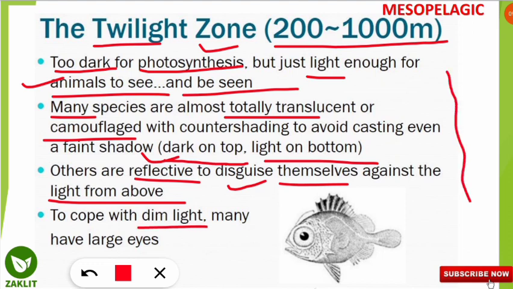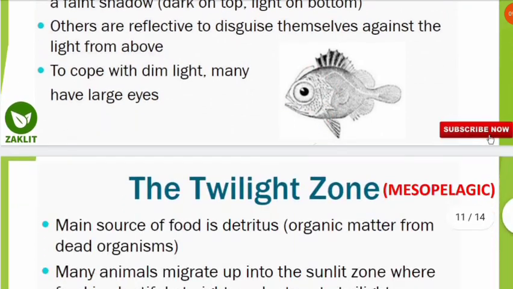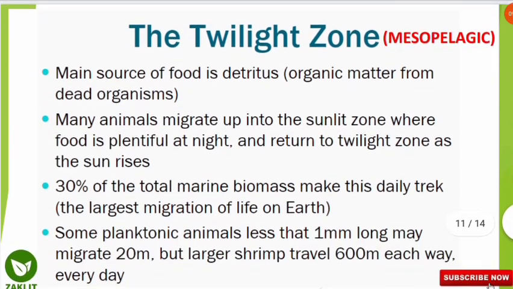And to cope with dim light, many have large eyes. As we have known, here there is less light, so their adaptive feature is that they have large eyes. As you can see, this fish has very large eyes, so in order to cope with the dim light, they have large eyes. Let's move on to the next slide and know more about the twilight zone.